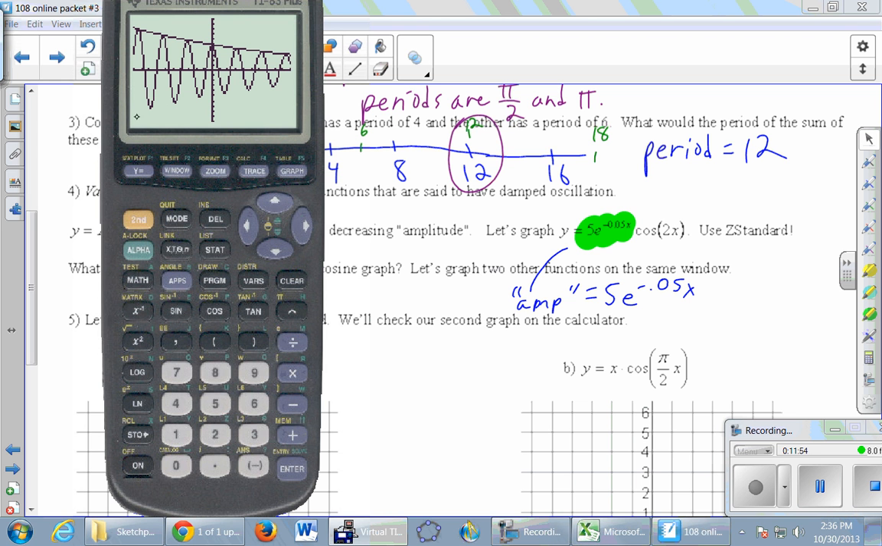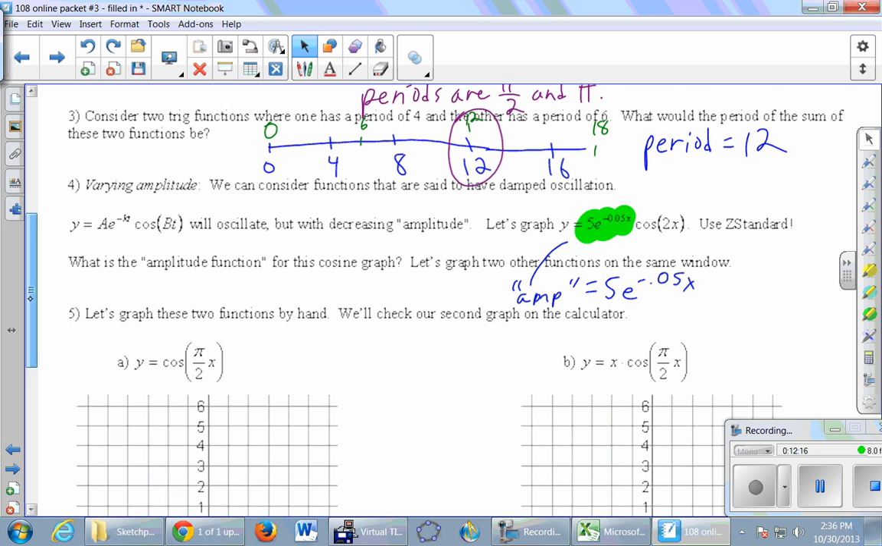Any guesses as to what the function is that describes the curve that hits all of these valleys? So hopefully we guessed negative 5e to the minus 0.05x. If we've done that right, then this one should hit all the bottoms, and it does. So that one right there we could think of as having a decreasing amplitude.